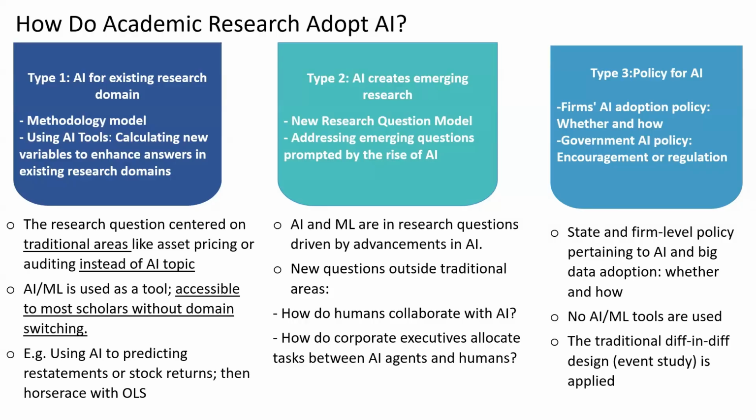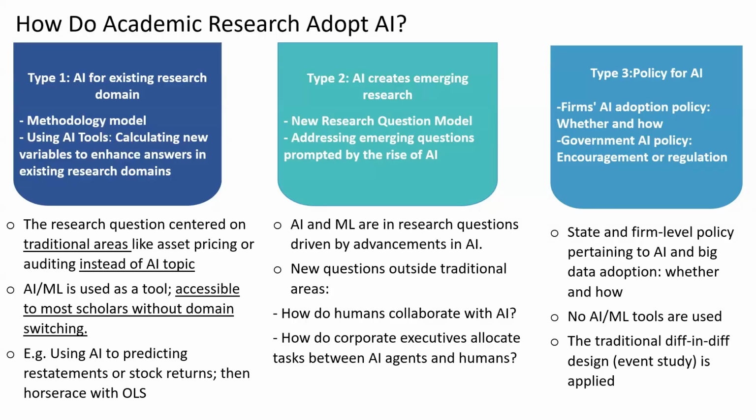And the use case for AI in type 1 is they are used as a tool to calculate new variables. Most scholars are doing this because it's very comfortable. If you are doing asset pricing, you're just using AI as a tool. If you're doing corporate finance, you're using AI as a tool. You don't have to step outside of your comfort zone. You just stay in your own domain and use AI as a tool. So most scholars are in that area.